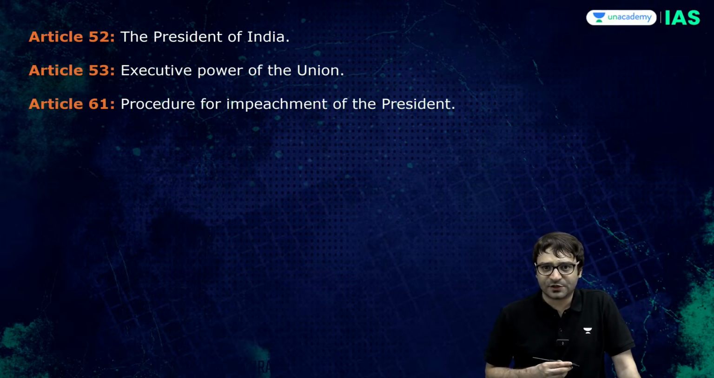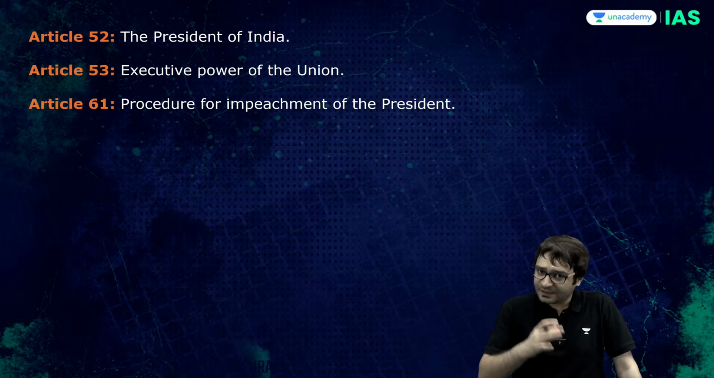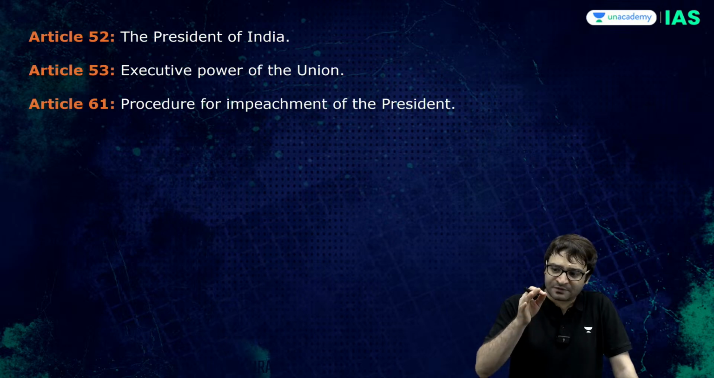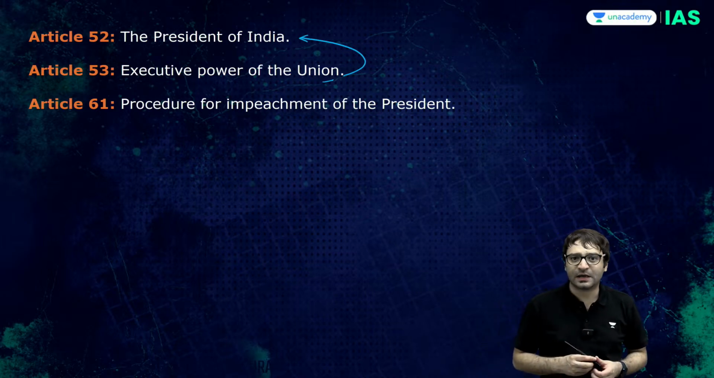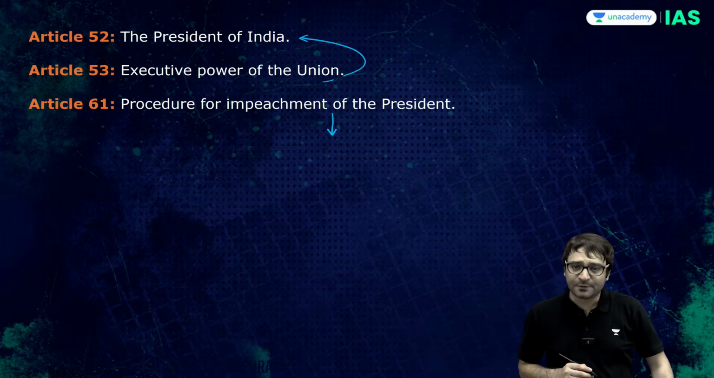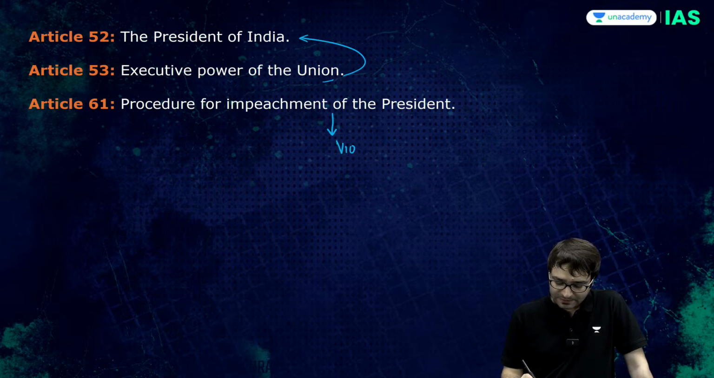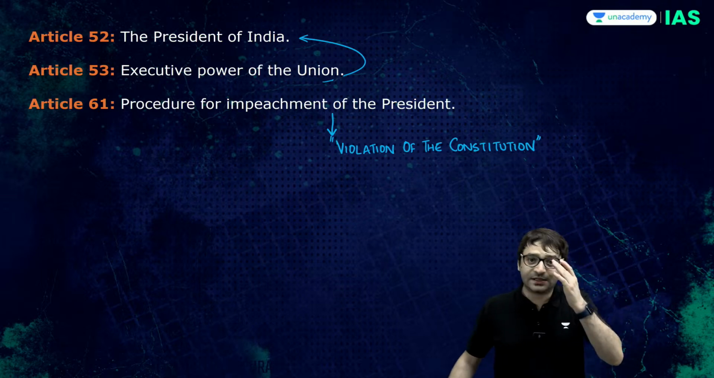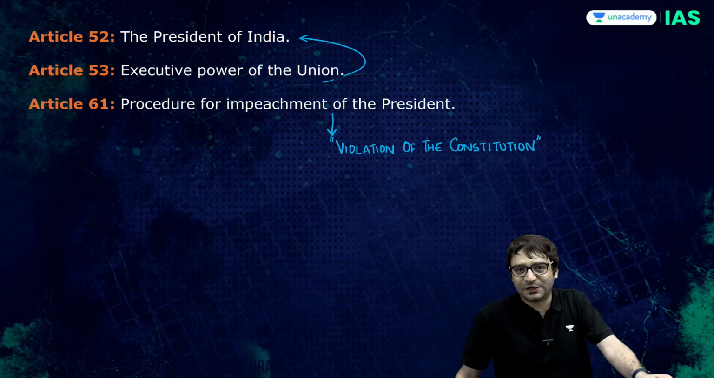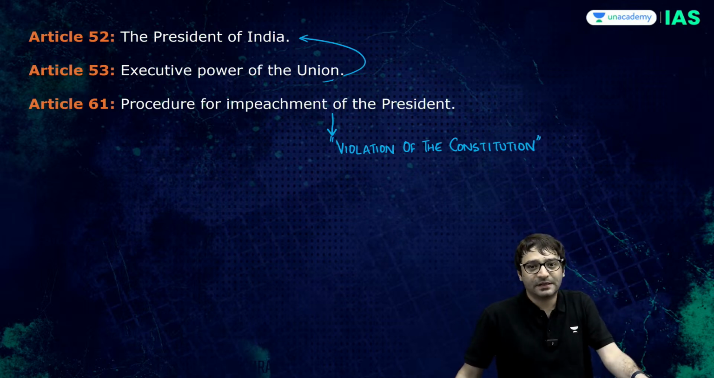Article 52, which is the shortest article in the Constitution, it says there shall be a President of India. And the very next article talks about all the executive powers of the Union being vested with the President of India. Article 61 talks about impeachment of the President of India. The President can be impeached on the grounds of violation of the Constitution. Unlike the United States of America, no Indian president ever has been impeached. Donald Trump is the first American president to be impeached twice. Otherwise, previously, Bill Clinton and President Johnson have also been impeached.